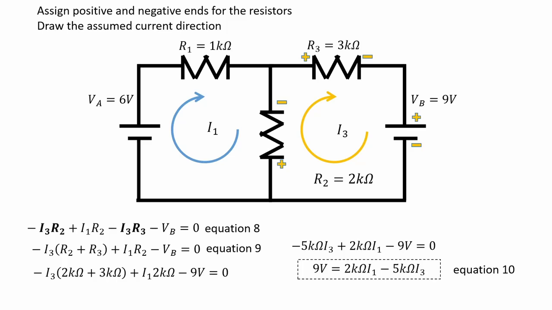We then examine the second mesh. With respect to the voltage source VB, it moves from a high potential to a low potential, so we have a negative value of the voltage source. With respect to the second resistor, current 3 moves from a high potential to a low potential so we have a negative value for the voltage.